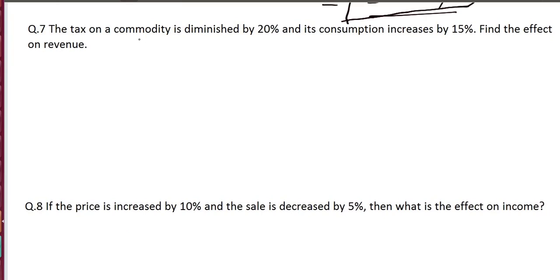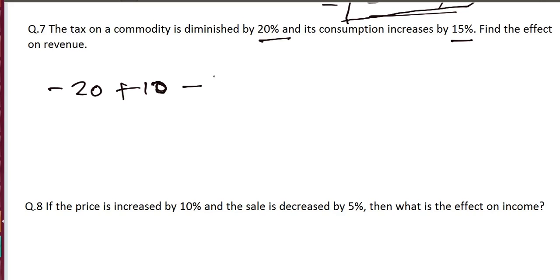The tax on a commodity is diminished by 20%. So tax is decreased on the commodity, and its consumption is increased by 15%. Find the effect on revenue. So the tax is reduced, that's why minus 20, and the consumption is increased, so plus 10, because the consumption increased, right?